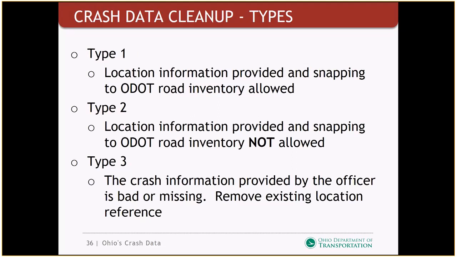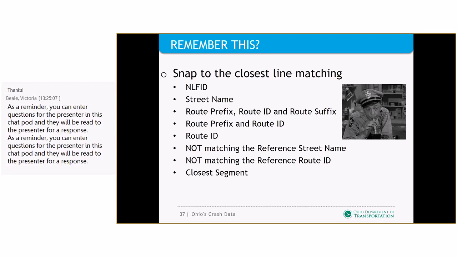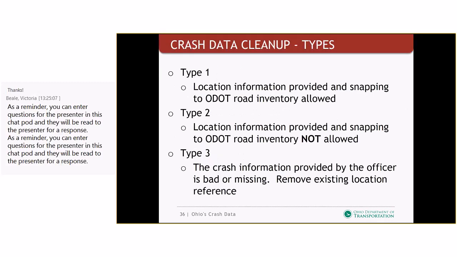So for the lat long cleanup process, this is where these type codes kind of help. This is mainly, if we don't know which one it is, we'll probably ask you, so you might not have to worry about this. But essentially, if you give us a lat long, we're going to allow that lat long to snap to our road inventory if the lat long falls within 250 feet of our roads. And we'll do all that intelligent snapping, using street name, LFID, all these things, if you provide it to us, to snap to the right road.